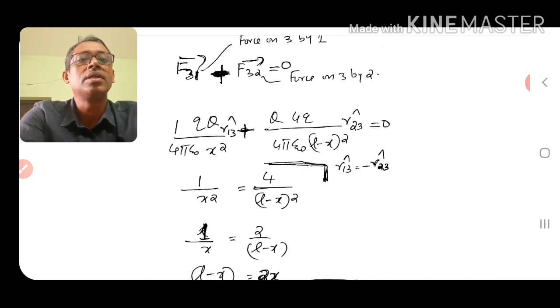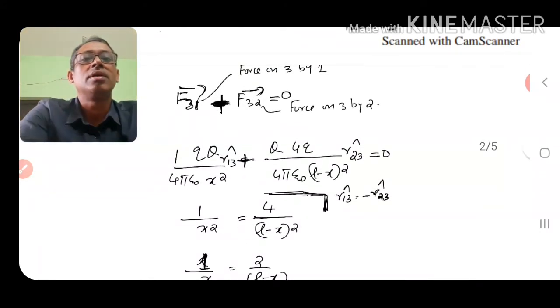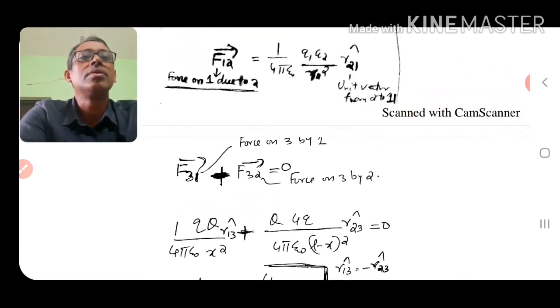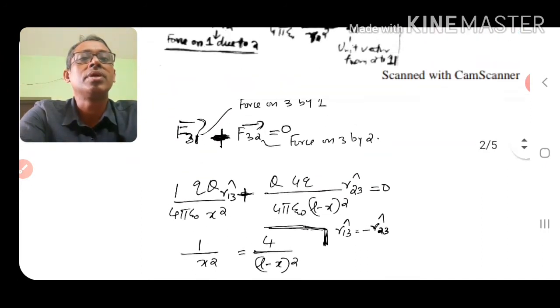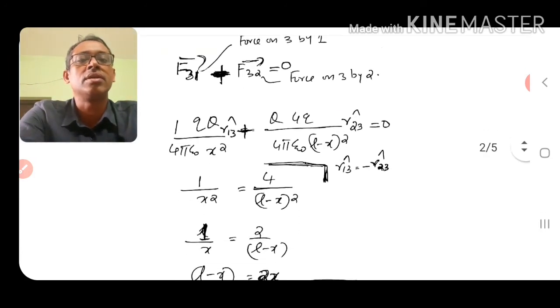And we know R13 is equal to minus R23 because they are in opposite directions. R13 is from 1 to 3, and R23 is from 2 to 3. So they are equal and opposite unit vectors.